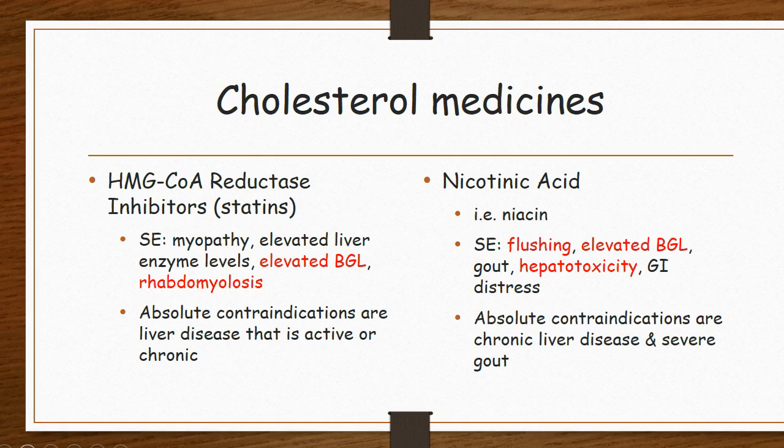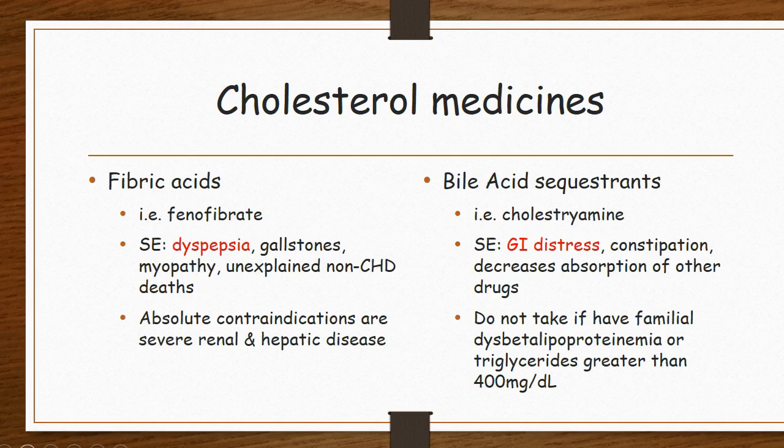Nicotinic acid, side effects of nicotinic acid: flushing, elevated blood sugars, hepatotoxicity. Again, your absolute contraindications are liver disease and severe gout. Fibric acids, an example is fenofibrate. A big side effect is dyspepsia. It also has led to unexplained, non-related coronary heart disease deaths. Absolute contraindications, liver and kidney.